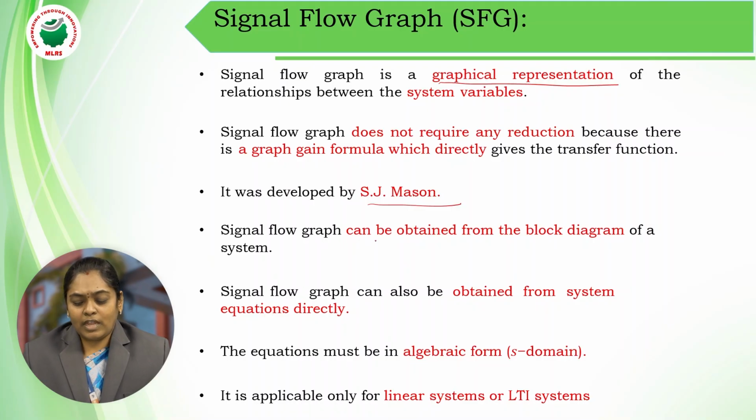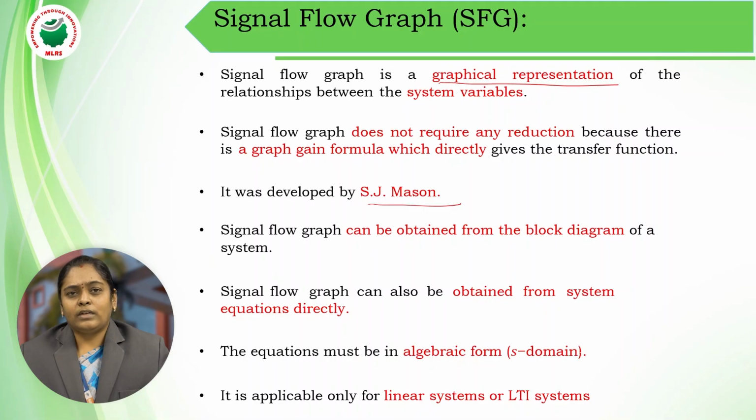A signal flow graph can be obtained from the block diagram, or you can directly draw the signal flow graph. It can also be directly obtained from an equation. So you can draw the signal flow graph in two ways. One is converting a block diagram into a signal flow graph, or the second way is they give an expression, and from that expression you need to draw the corresponding signal flow graph. The equations must be written in an algebraic form.